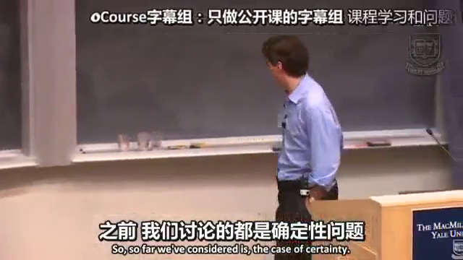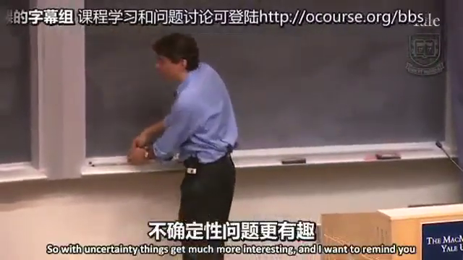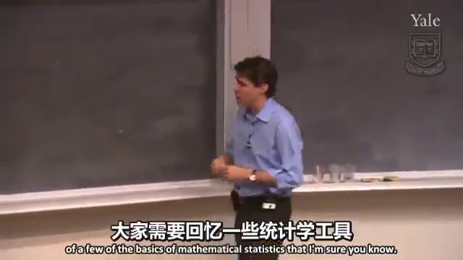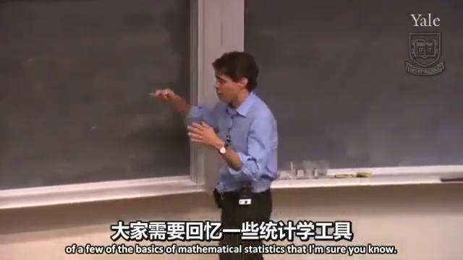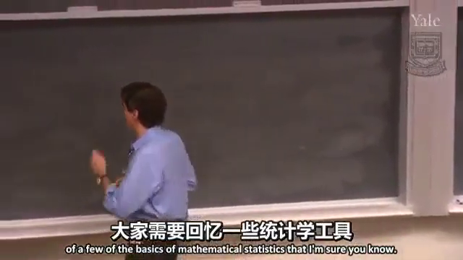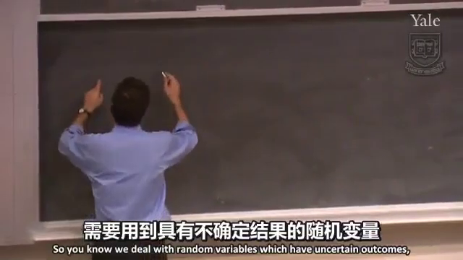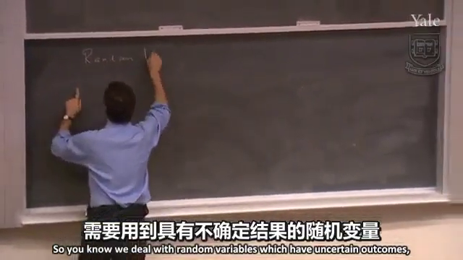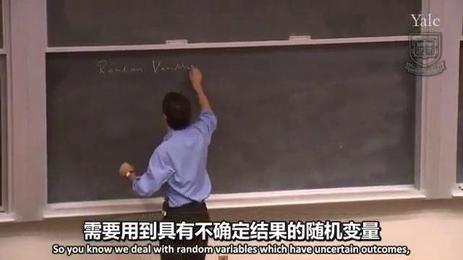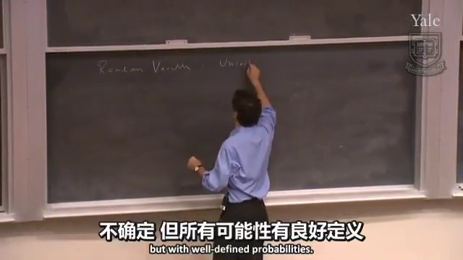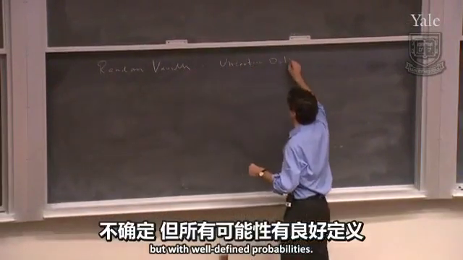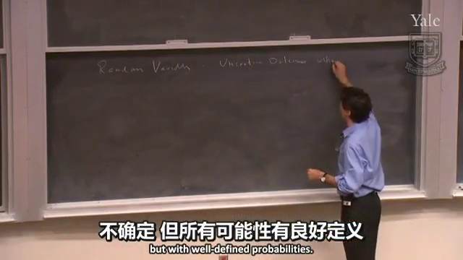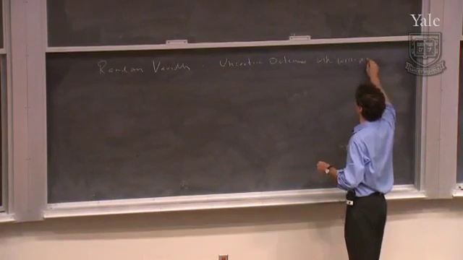So far, all we've considered is the case of certainty. So with uncertainty, things get much more interesting. And I want to remind you of a few of the basics of mathematical statistics that I'm sure you know. So, you know, we deal with random variables which have uncertain outcomes, but with well-defined probabilities.